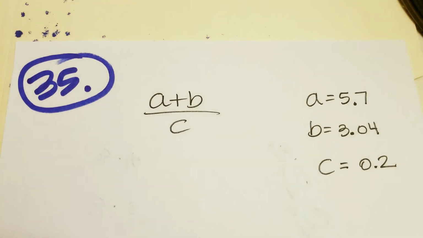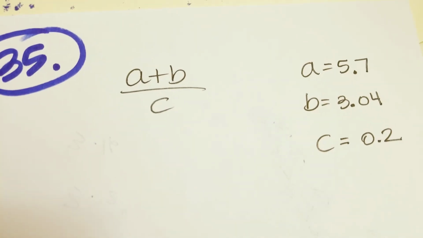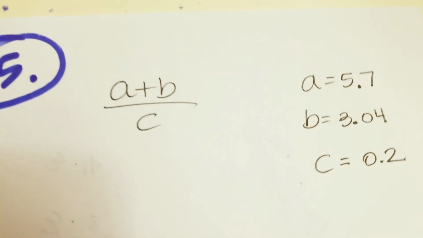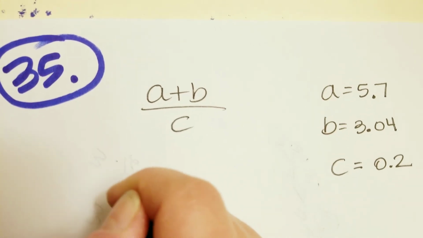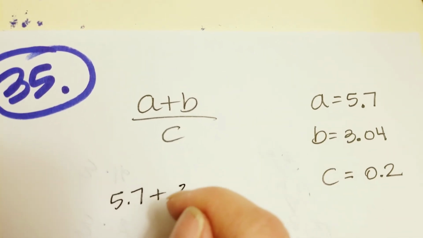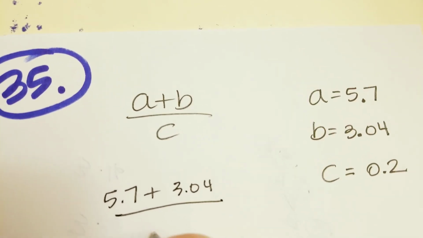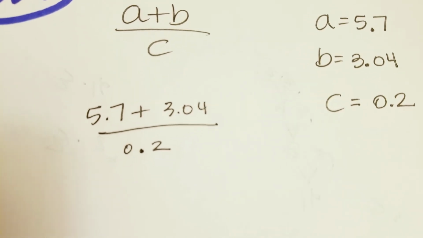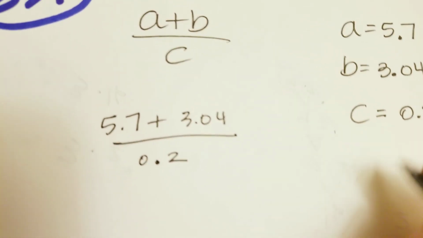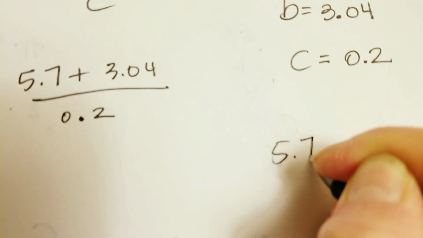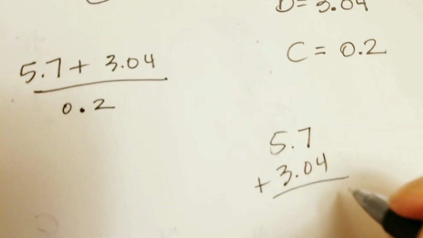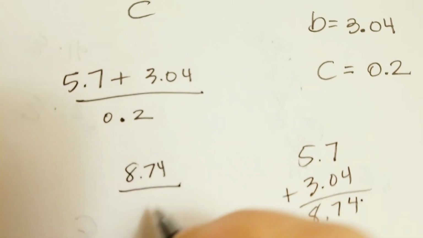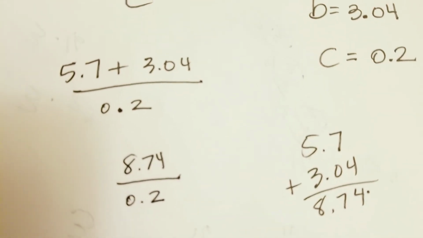Add some more light here to see it better. Okay, so A plus B divided by C, and we have all of our values. So let's plug in our values. A is 5.7 and B is 3.04 divided by C, which is 0.2. Now you will add 5.7 plus 3.04, and you can line up your decimals, and you get 8.74 in your numerator spot, and still have 0.2 in your denominator.